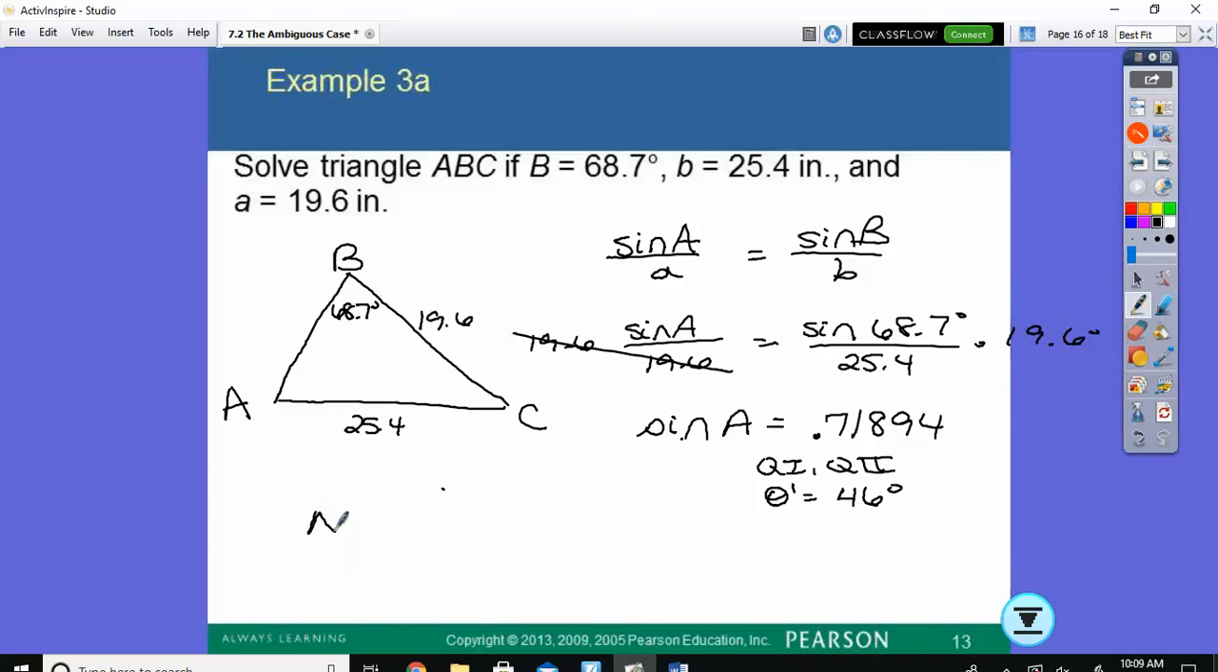Okay, so my two triangles, triangle 1 and triangle 2. In quadrant 1, your reference angle is your angle. In triangle 2, you have to do 180 minus that. So 180 minus 46, 134 degrees. Okay. So far, so good?